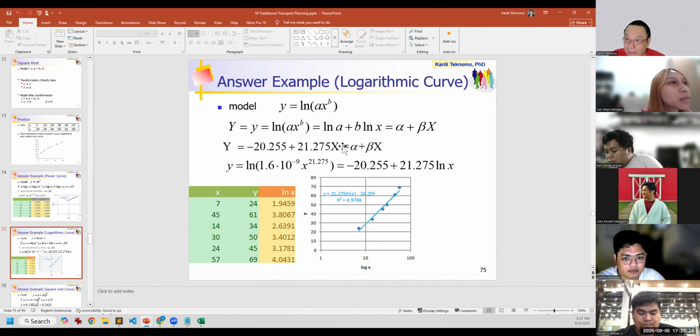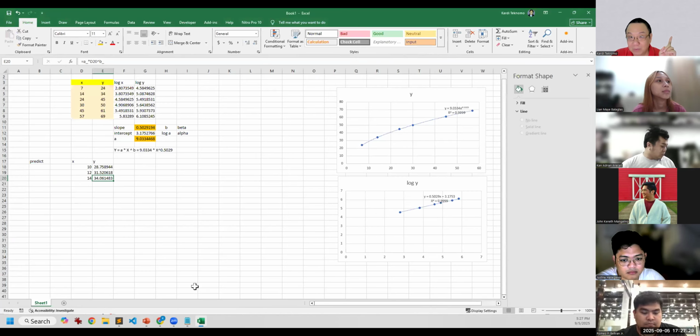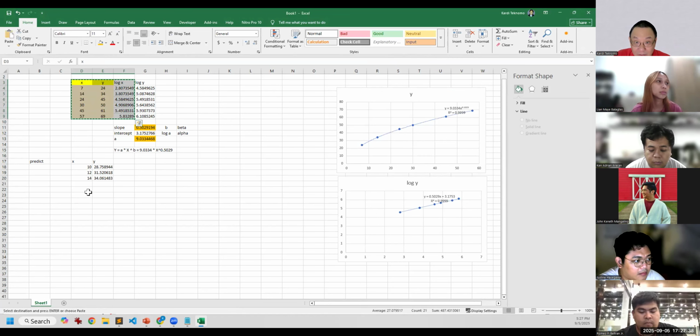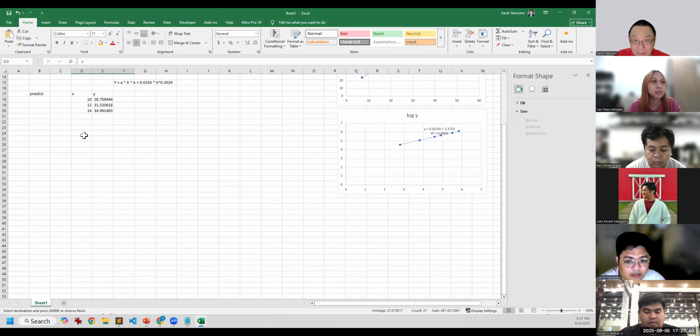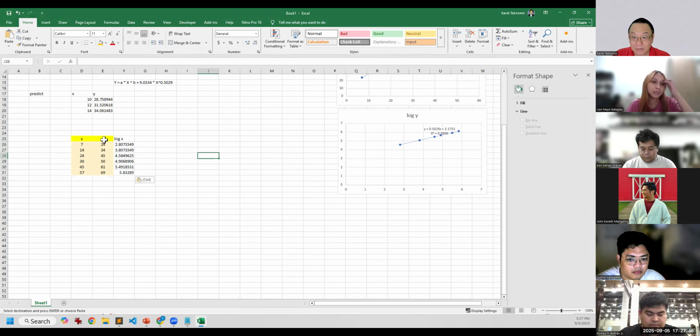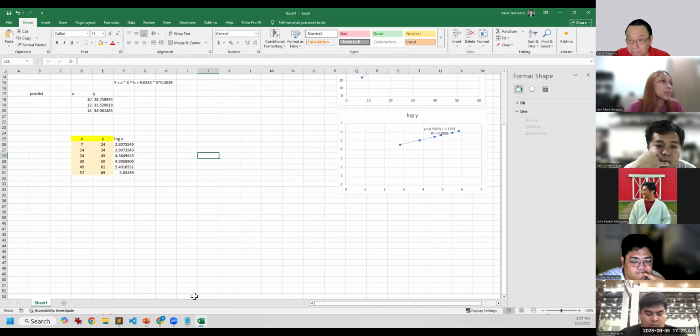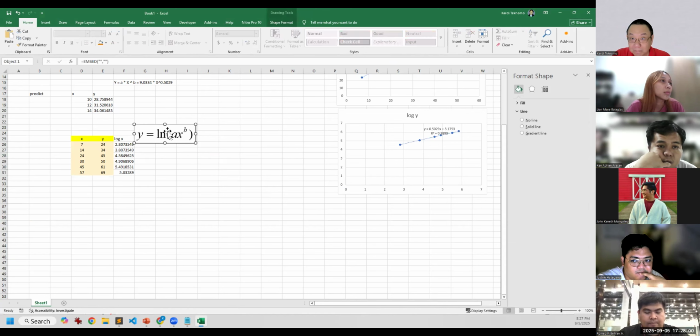And you can try. I will demonstrate with you. This is the same data, and we use this. So I just copy down here. So our model is now different. Our model is this one now. We use this model.